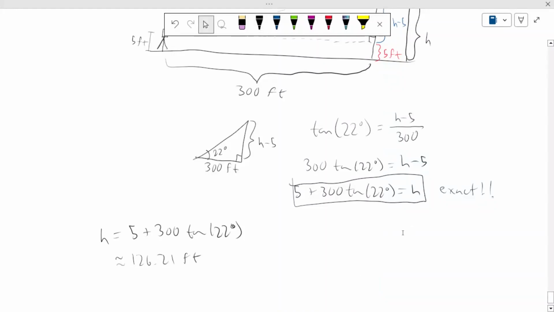I'll do an example like that in just a second. But to answer your question, it's when you're looking for the angle. That's when you use the inverse function.